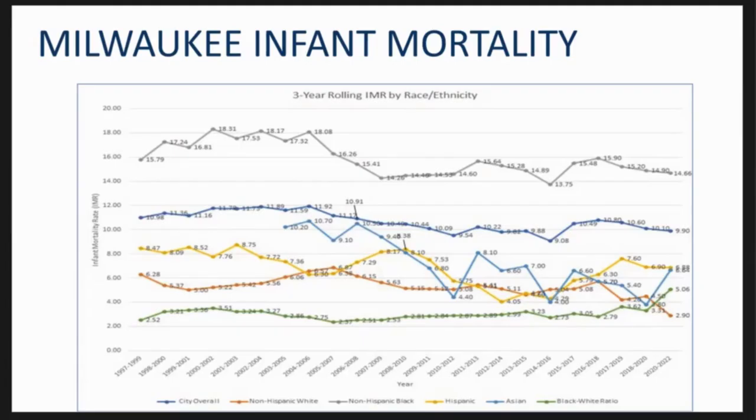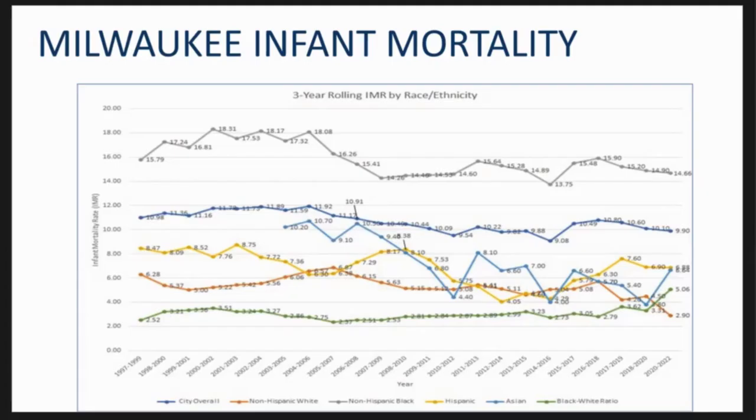So the dark blue line, there's a cluster underneath, and then the dark blue line, thank you again, Rosemaria, that is the city overall. So you can see it's sort of going down, but if you actually look closer at the numbers themselves, it's not changed a ton since the mid-aughts a little bit.